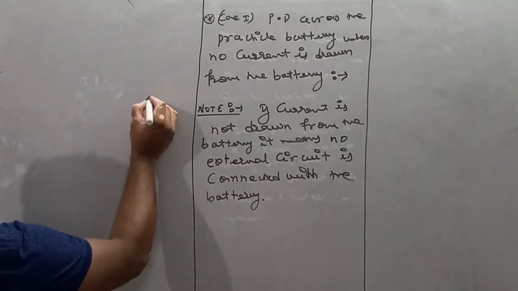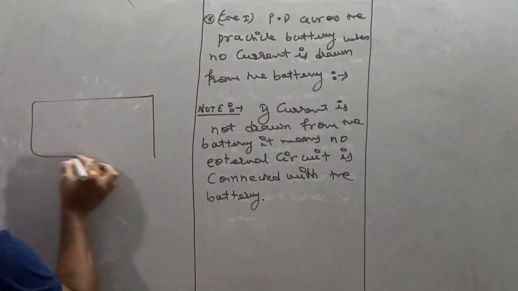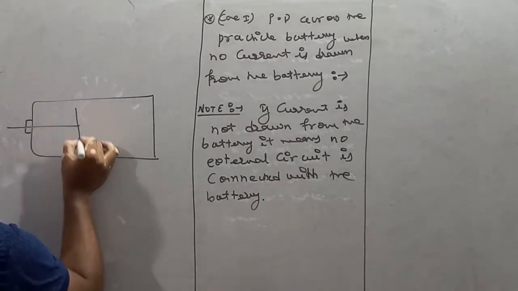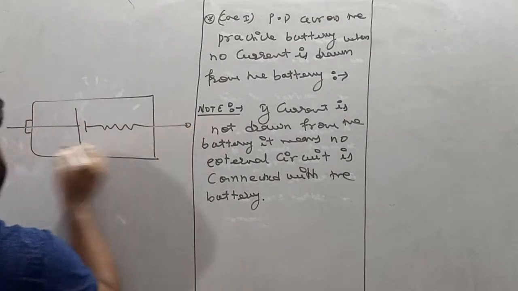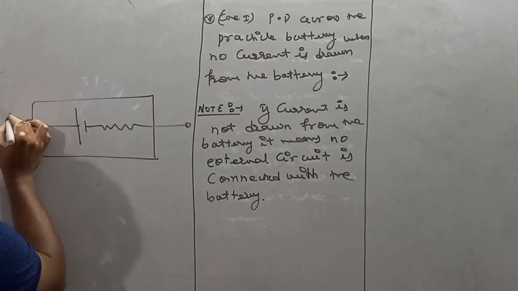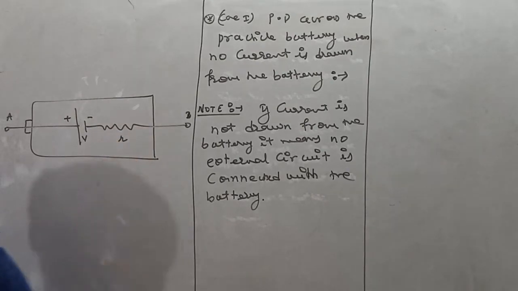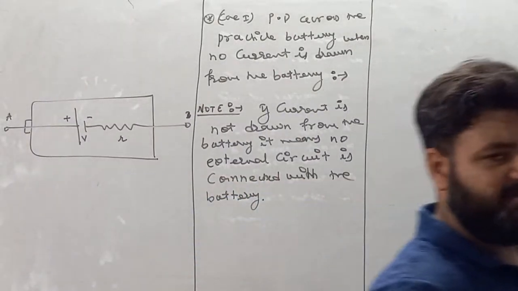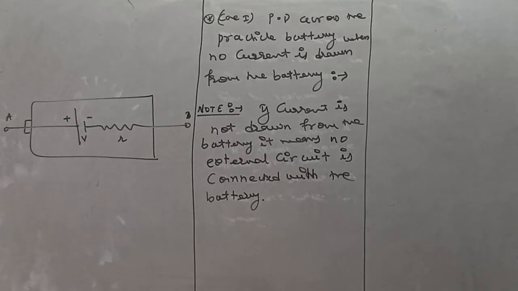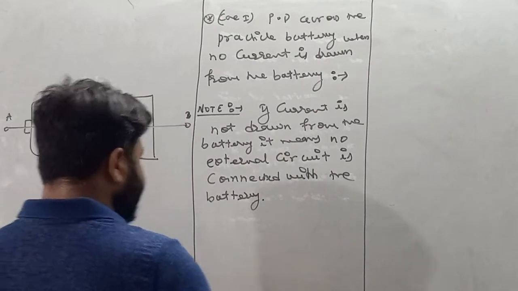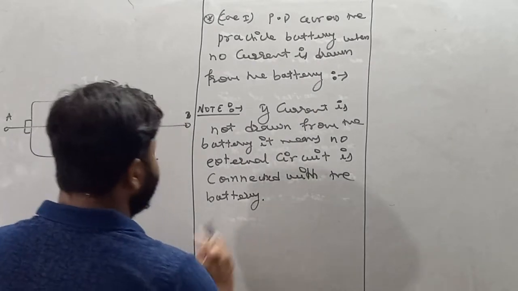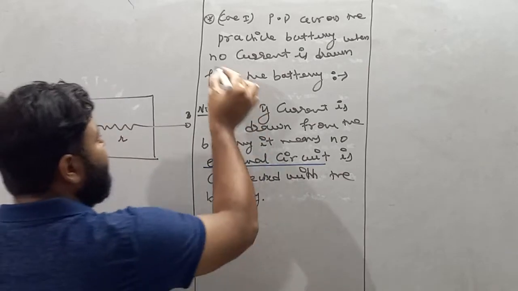So check it out, dear student. This is our practical battery, and now we know if I am talking about a practical battery, then two things are there: one is the terminal and second is internal resistance. So we have a practical battery whose terminal potential is V and internal resistance is R. This practical battery is not connected with any external circuit, and if the battery is not connected with any external circuit, it means no current is drawn from the battery.